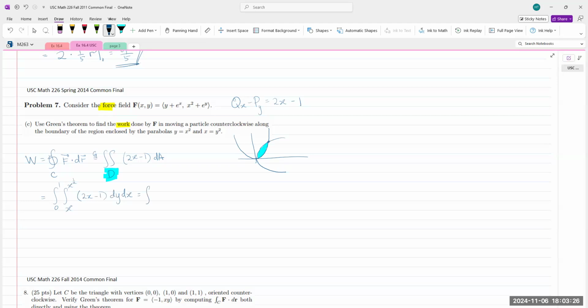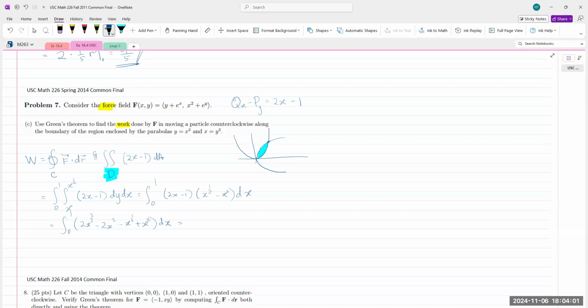That is the integral from 0 to 1 of 2x minus 1 times the length of the interval. I think you can just do it yourself from here, right? The integral from 0 to 1 of 2x to the 3/2 minus 2x cubed minus x to the power of 1/2 plus x squared dx, not dy. It's dx here.